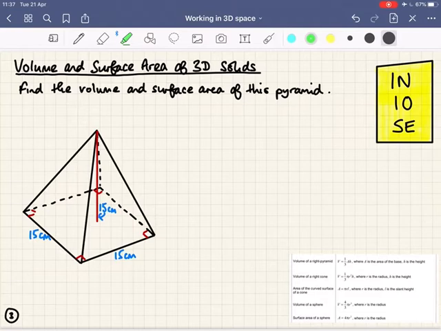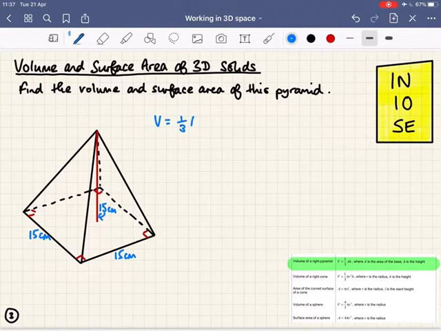So in this first question, nice straightforward one, we're just being asked to find the volume and surface area of a pyramid. So the routine here is obviously just to take a look at what we're being given. And this is a pyramid where the base is a square, 15 by 15, and the height of the pyramid is 15 centimetres. So if I look at the formula sheet, I can see I've got the formula for the volume of a right pyramid right there. The volume equals 1/3 AH, where A is the area of the base and H is the height.